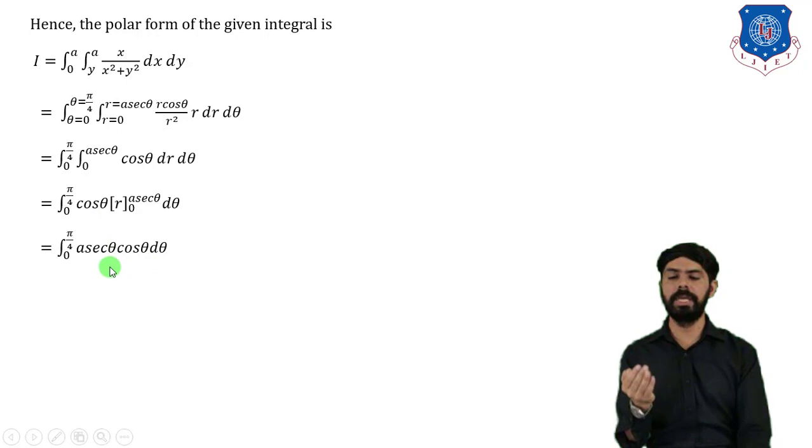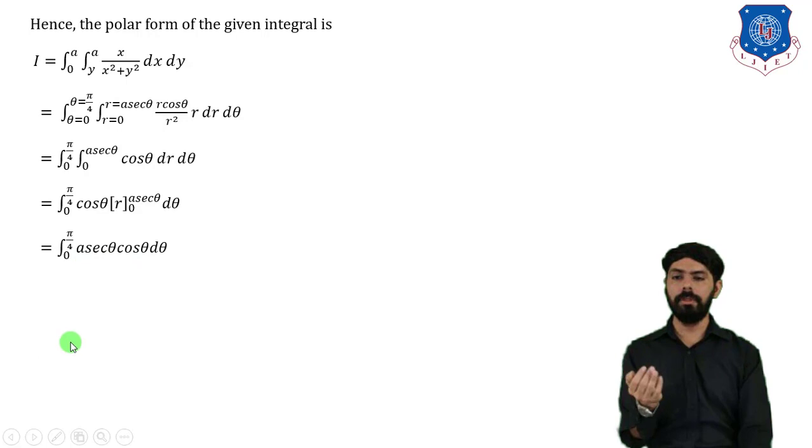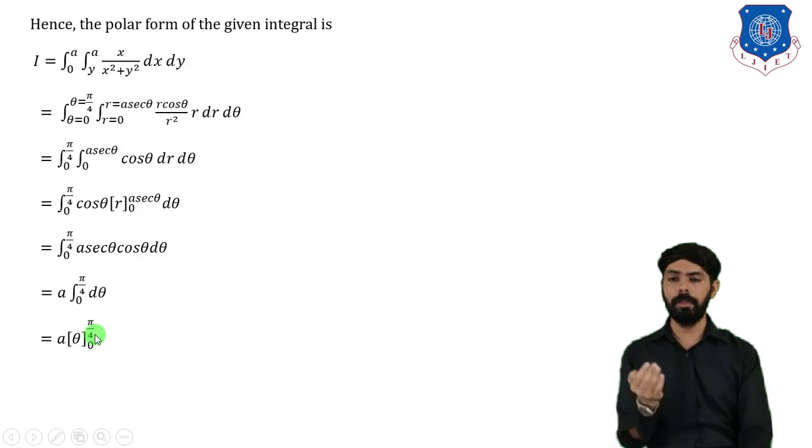Now we know that sec theta into cos theta is equal to 1. Therefore it will be a into 1. Therefore this is equal to a integration from 0 to pi by 4 d theta. Now we will have to take the integration of 1 with respect to theta. So it will be theta. So this will be equal to a into theta, where the limit of theta is 0 to pi by 4. Now we will replace theta by pi by 4, then minus we will replace theta by 0. So it will be pi by 4 minus 0, so it will be pi by 4. So this will be a into pi by 4, which is equal to pi a by 4. Therefore the answer of this question is pi a by 4.